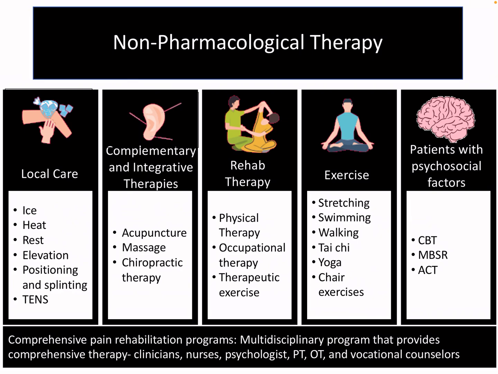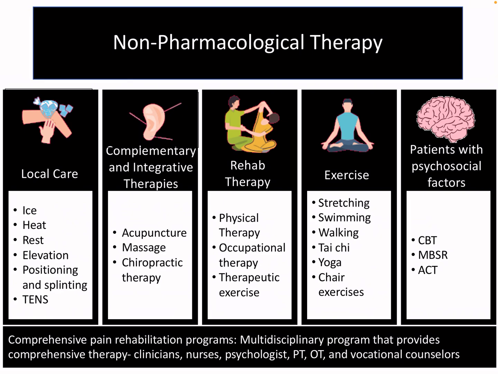Rehab therapy can include PT, OT, and therapeutic exercise, which is a type of physical therapy. And speaking of exercise, certain exercises, such as low impact exercises that involve stretching, swimming, walking, Tai Chi, yoga, and chair exercises, have been shown to be effective for patients in treating their pain.